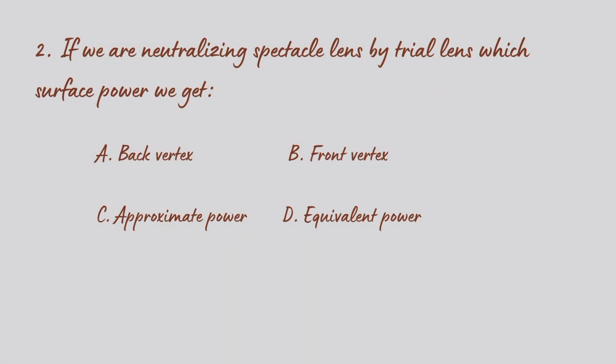Second question. If we are neutralizing spectacle lens by trial lens, which surface power we get? Option A. Back vertex. Option B. Front vertex. Option C. Approximate power. And option D. Equivalent power. Correct answer is option B. Front vertex.